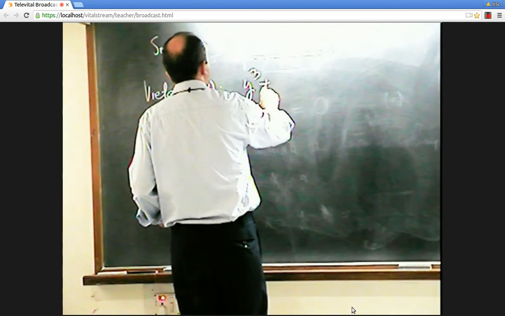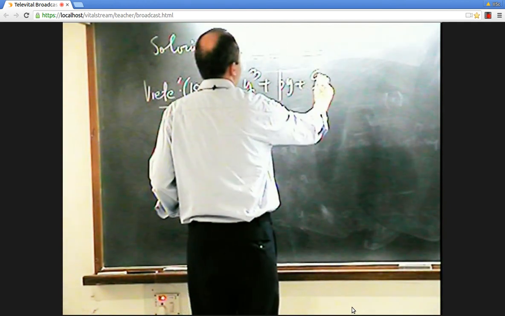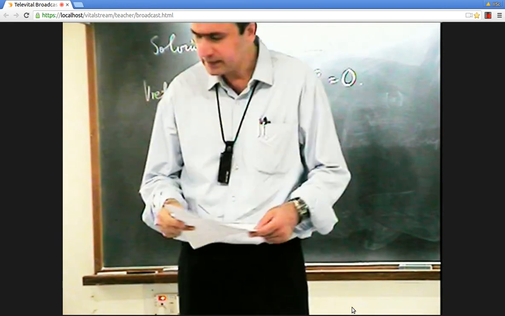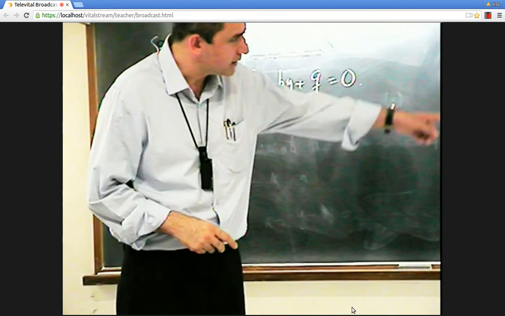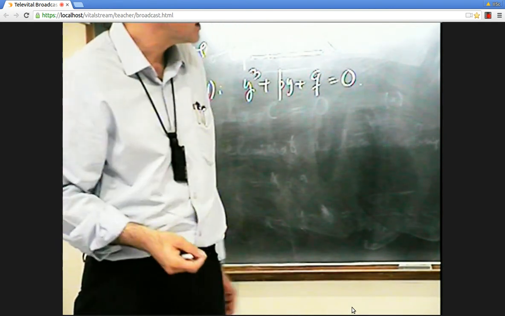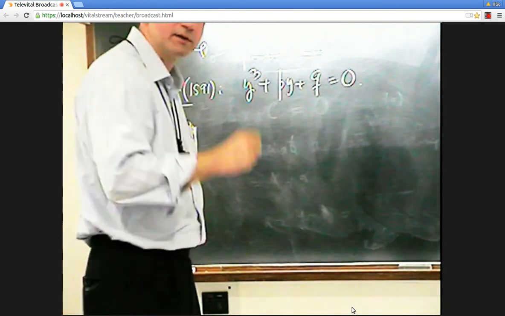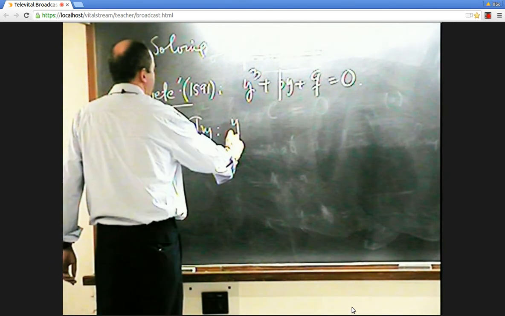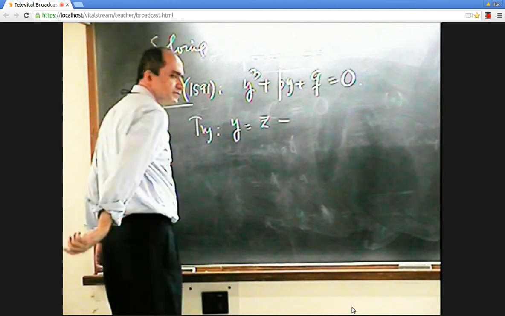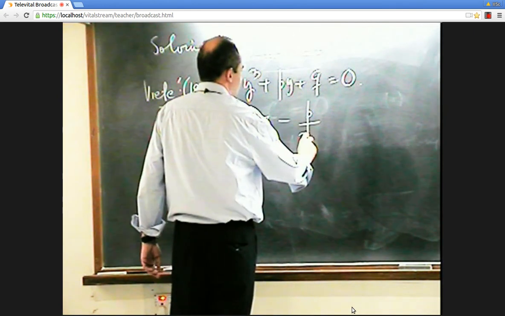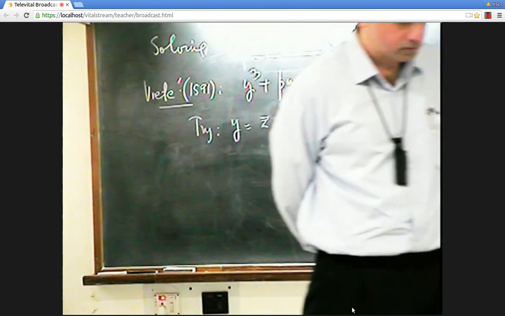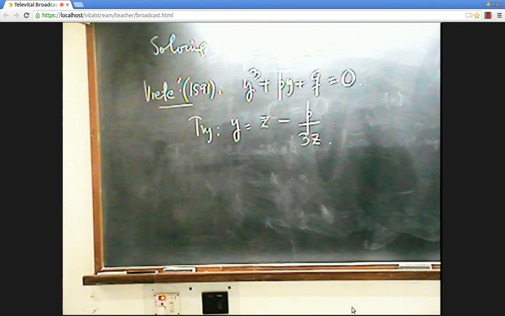So I have y cubed plus py plus q equal to 0. So Vieta said, let me not try any of these simple-minded translations, x plus alpha and so on. Try something interesting. He said, let's write y equals z minus p by 3z. If you ask me where this came from, the answer will be clear in the next 30 seconds.